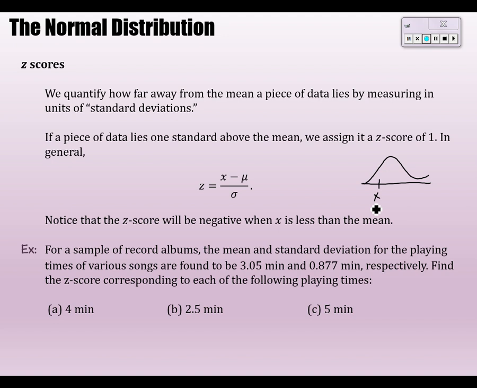Okay, so if you haven't already done so, let's compute the z-score for these 3 values. We assume the song lengths are normally distributed. If it doesn't say that, it should say that. The mean length of a song is 3.05 minutes, and the standard deviation is 0.877 minutes. So compute each of these. Let's do 3 sig figs unless it says otherwise, or exact values as usual.